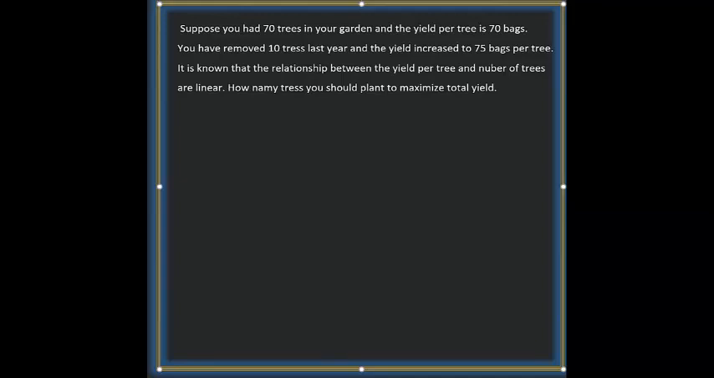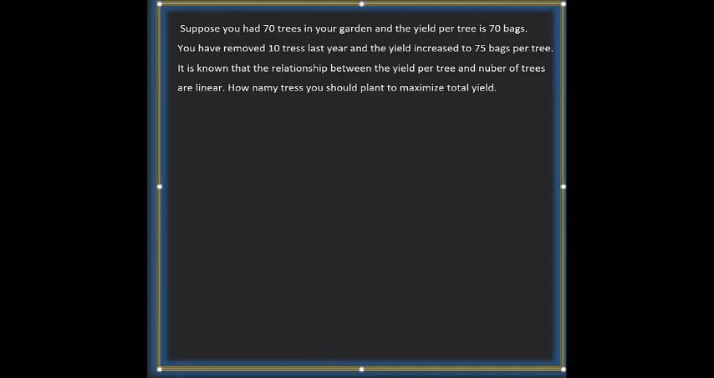Suppose in your garden you have 70 trees and yield per tree you have 70 bags. You have removed 10 trees last year and the yield increased to 75 bags per tree. It is known that the relationship between the yield per tree and the number of trees are linear. So how many trees you should plant this year to maximize your total yield?